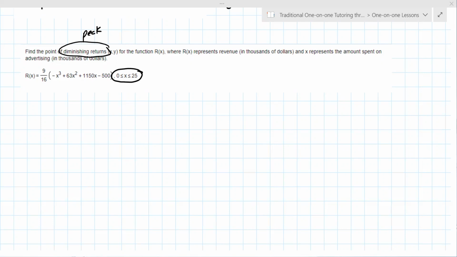Minus x cubed plus 63x squared plus 1150x minus 500. Is that right? That's right. It should be. It doesn't have a peak or a valley, which is odd. Let me snip the graph in so you can see it as well.